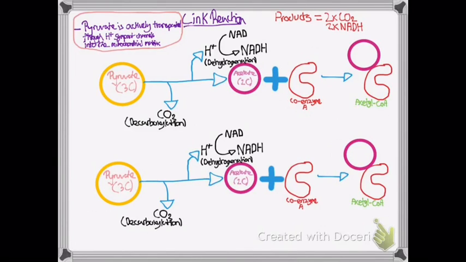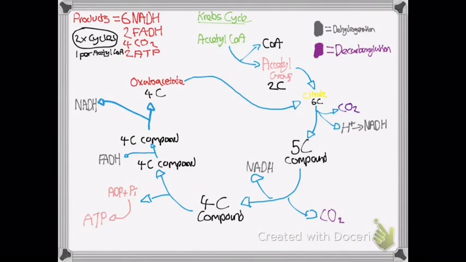So 2 pyruvate enter. 1 NADH there, 1 NADH there, 1 CO2 there, 1 CO2 there. That produces 2 CO2, 2 NADH. These acetate groups combine with coenzyme A and produce acetyl-CoA. Right, now we've got acetyl-CoA. This is where we come to the Krebs cycle. So acetyl-CoA from the link reaction turns into an acetyl group, a 2-carbon compound, and the CoA goes away.